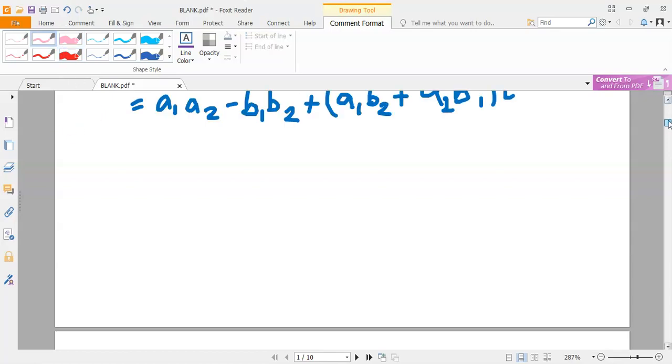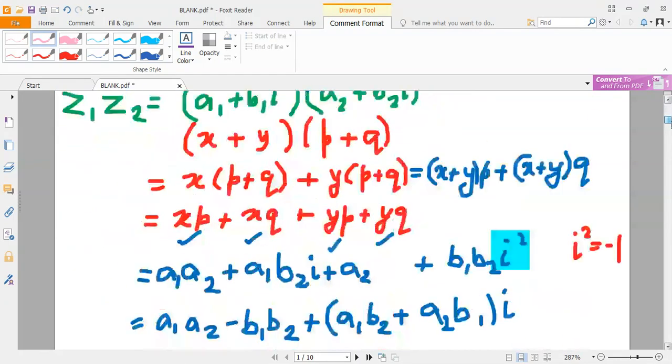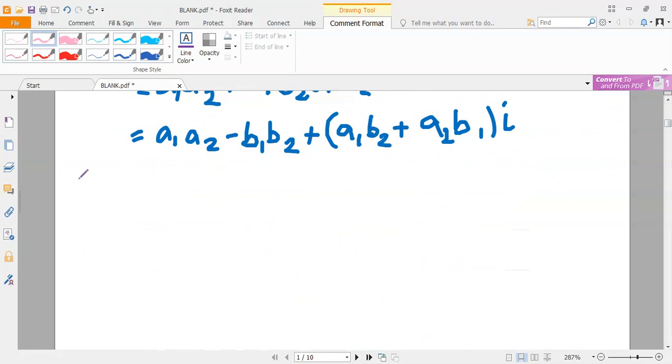So again, in today's video, we'll be looking at the same complex numbers. The standard: z1 equals a1 plus b1i, z2 equals a2 plus b2i. And what we'll be doing today is actually division. So that will be z1 by z2, right? That is what we'll be doing today. We have been waiting so long for this.